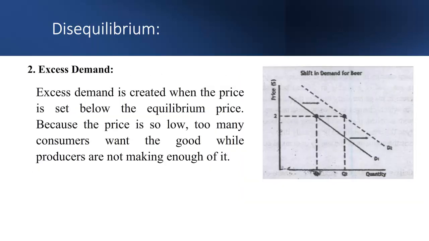2. Excess demand is created when the price is set below the equilibrium price. Because the price is so low, too many consumers want the good while producers are not making enough of it.